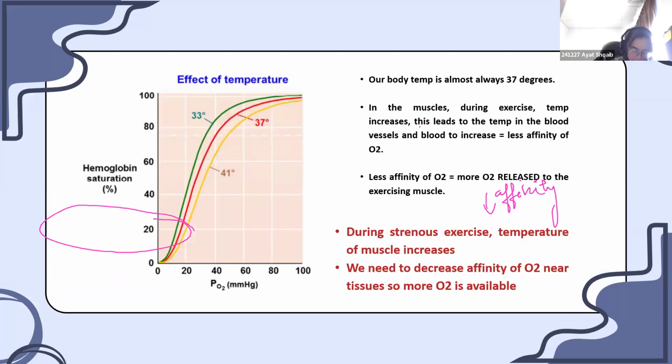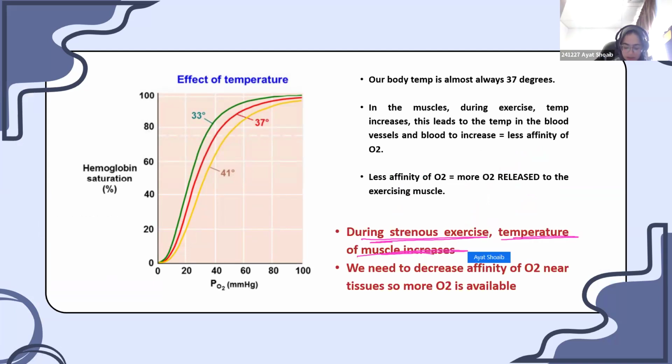Here you can see our body in the muscles. During strenuous exercise, the temperature of muscles increases. We need to decrease the affinity of O2 near tissues, so more O2 is available. Let's understand.